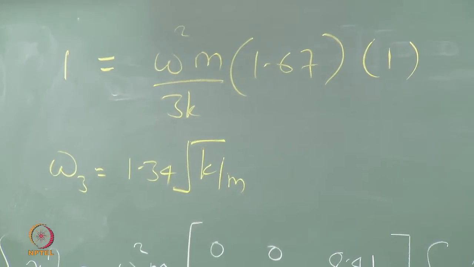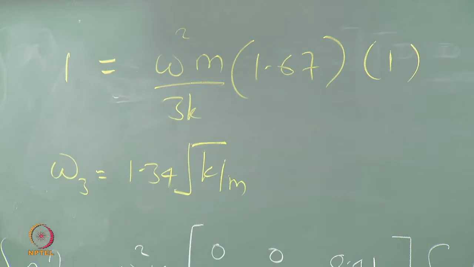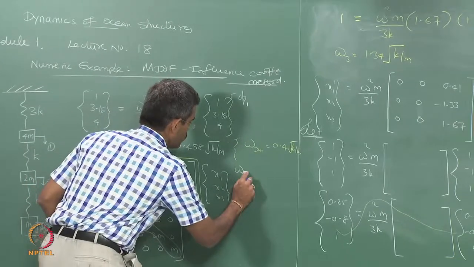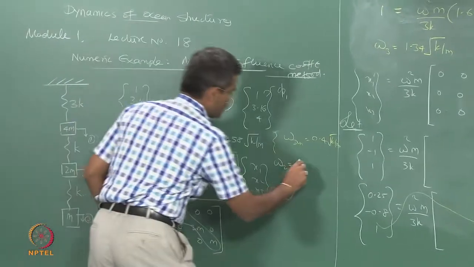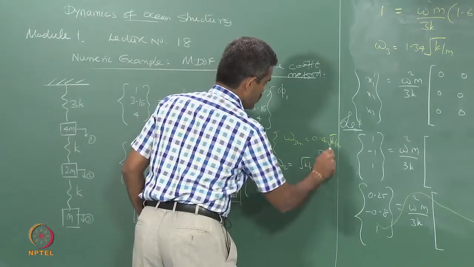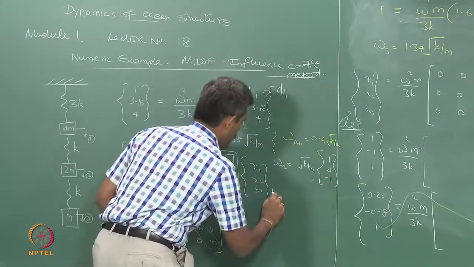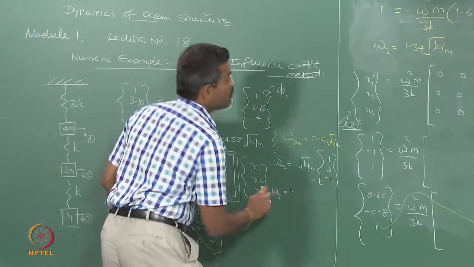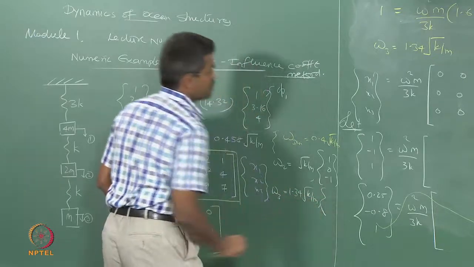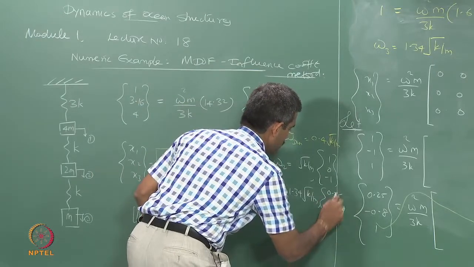Right. So, let us quickly write these values here. I think I can write down the values here. Omega 1 is this, omega 2, can you give me the simply it is k by m, I suppose, correct, and the vector is 1 0 minus 1, 1 0 minus 1, and omega 3 is 1.34 of k by m, and the vector is 0.25 minus 0.8 and 1.